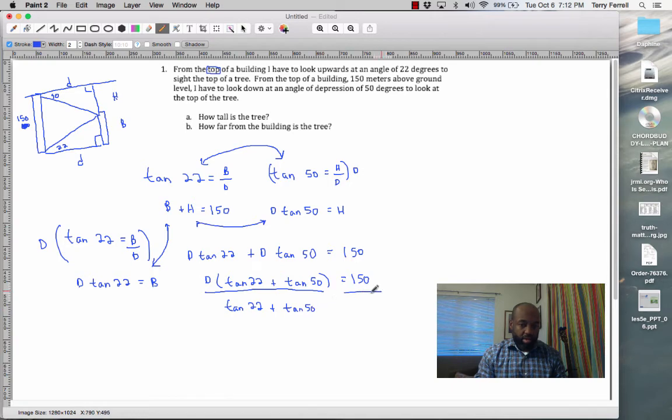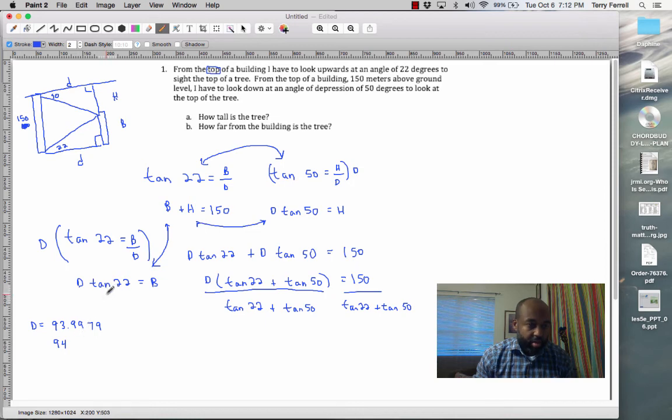And I'm going to do this on the other side. I'll write all this out. Tangent 22 plus tangent of 50. And I did the calculation earlier. And if I do this, I'll write it over here. D equals 93.9979, and I'm just going to round it to the nearest whole number just for simplicity. So D is 94.